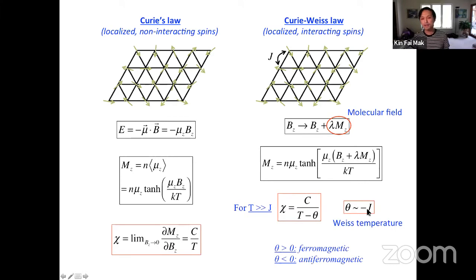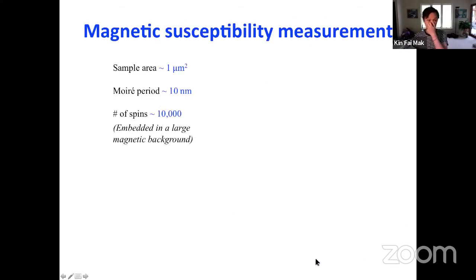If you can measure the spin susceptibility as a function of temperature, and you obtain a theta that is bigger than 0, you can conclude that the system is ferromagnetic, or at least ferromagnetically interacting among the spins. And if theta is smaller than 0, it means it's antiferromagnetic. But how do we measure the spin susceptibility in this material?